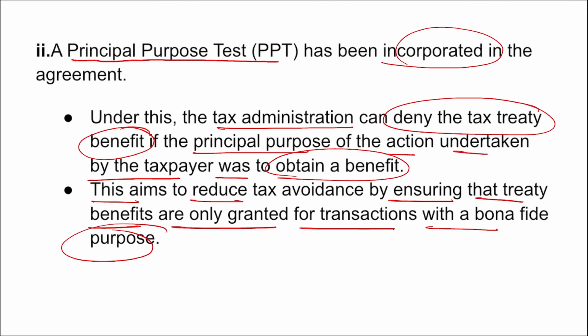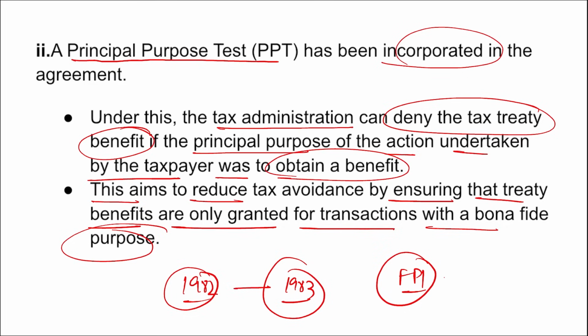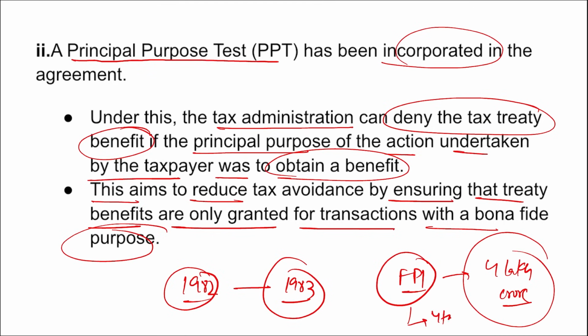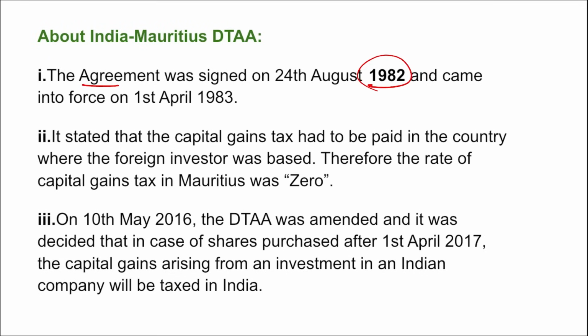Then if we talk about India-Mauritius DTAA, the agreement was signed on 24th of August 1982 and it came into force in 1983. It stated that the capital gains tax had to be paid in the country where the foreign investor was based. Therefore, the rate of capital gains tax in Mauritius was 0. Apart from this, remember, Mauritius is the fourth largest source of foreign portfolio investor flows, and they own shares worth more than 4 lakh crores or 6% of the total FPI assets in India, that is foreign portfolio assets in India. Mauritius is the fourth largest source of FPI flows. Here you can see the agreement was signed in 1982.